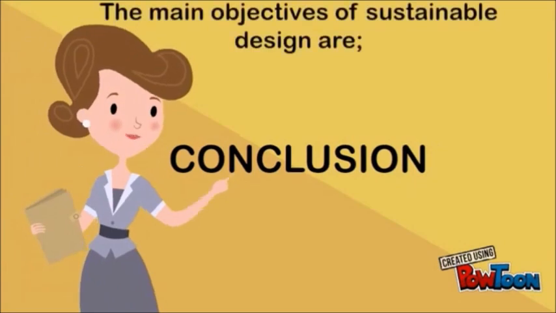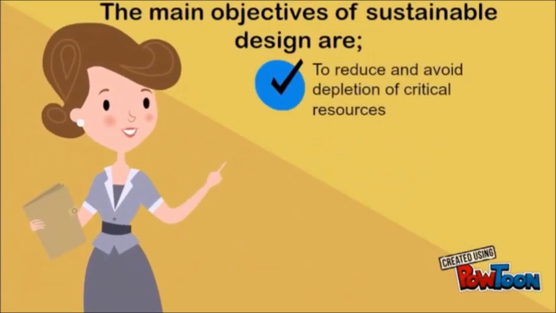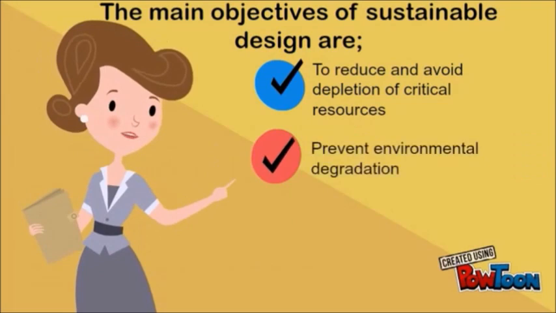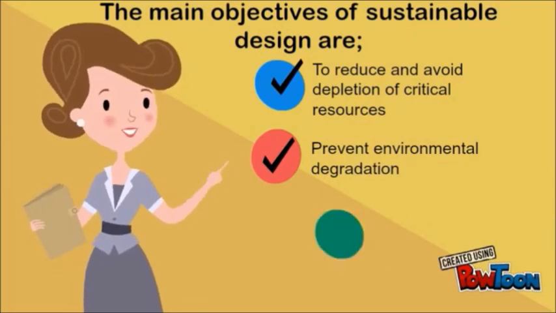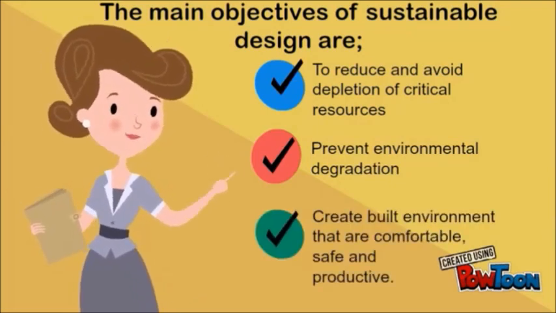As a conclusion, the main objectives of sustainable design are to reduce, or completely avoid, depletion of critical resources like energy, water, and raw materials. Prevent environmental degradation caused by facilities and infrastructure throughout their life cycle. And create built environments that are livable, comfortable, safe and productive.